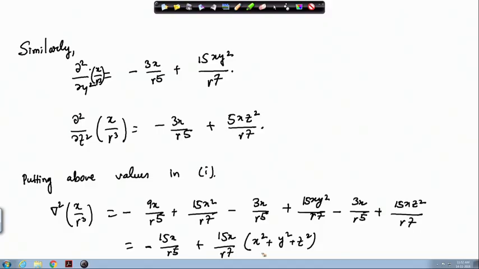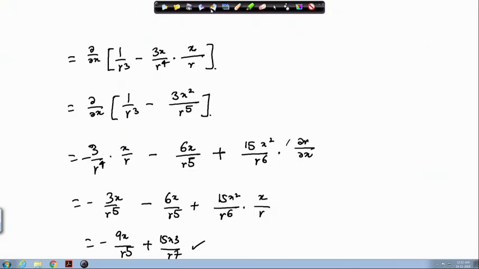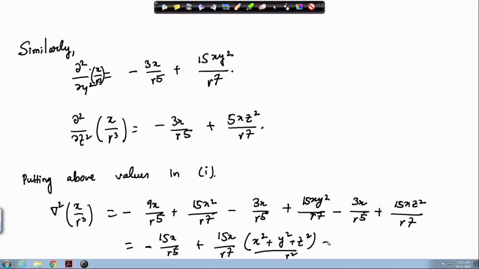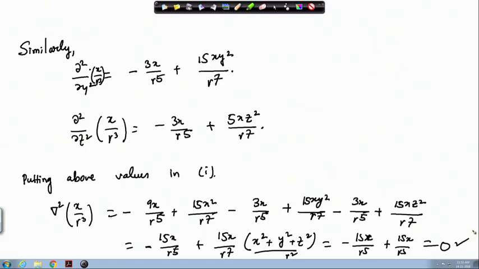Now, x square plus y square plus z square is r square. So, let me write r square, then one r square would get cancelled, and this will result into 15x by r to the power 5, plus minus 15x by r to the power 5, because r square will get adjusted here. So, this is equal to 0, and this is what we needed to prove, right. Therefore, we have the answer. So, it is all about doing partial derivatives carefully, and I am pretty sure you will be able to solve these types of problems. All right.